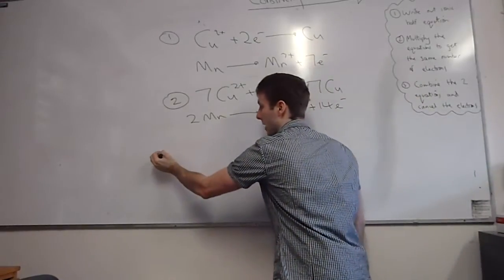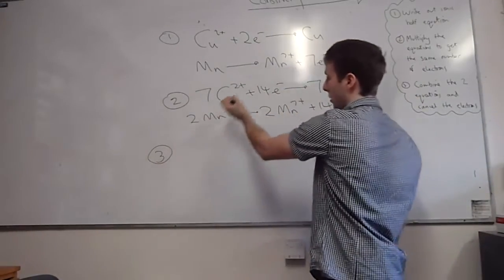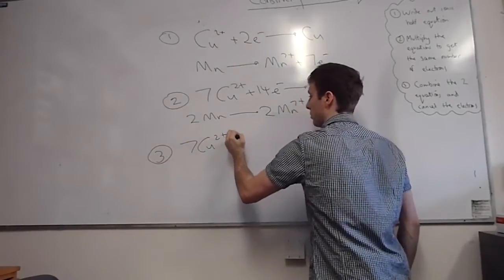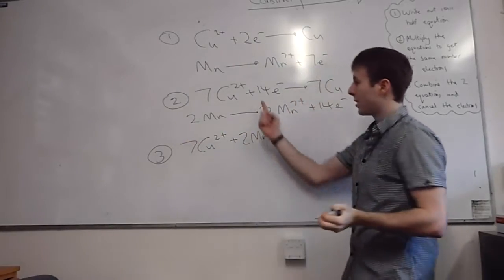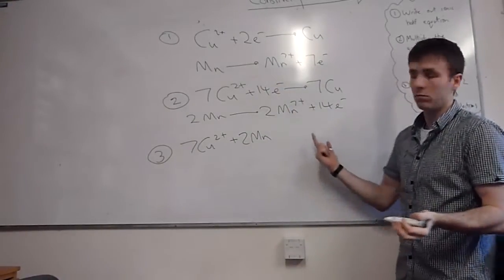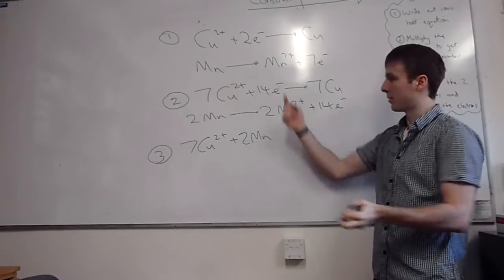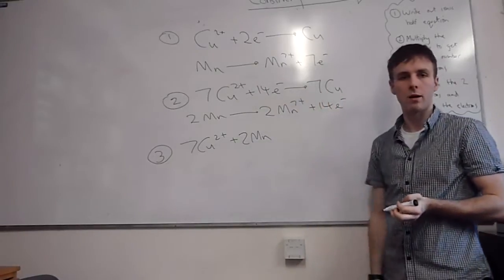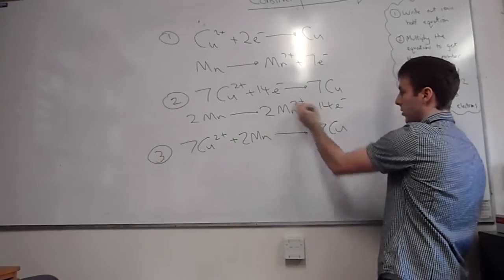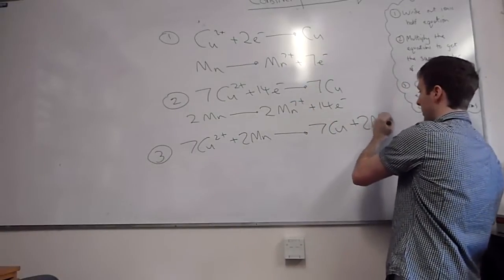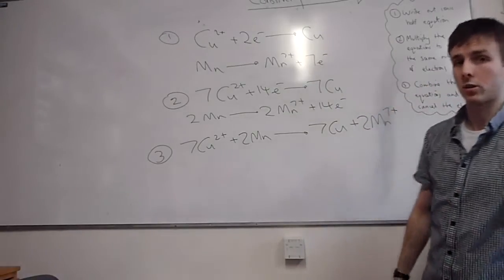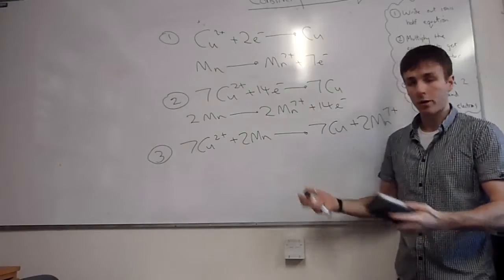I then need to combine my equations. So I'm going to combine everything on this side. 7Cu2+ plus 2Mn. I'm not even going to bother with my electrons because I know they cancel out on the other side. If you can't do that, then put them on both sides, then just cross them out or rub them out. That might be easier. Then on my opposite side, I've got 7Cu plus 2Mn7+. That is my balanced redox equation. I'll do another one now, one more.